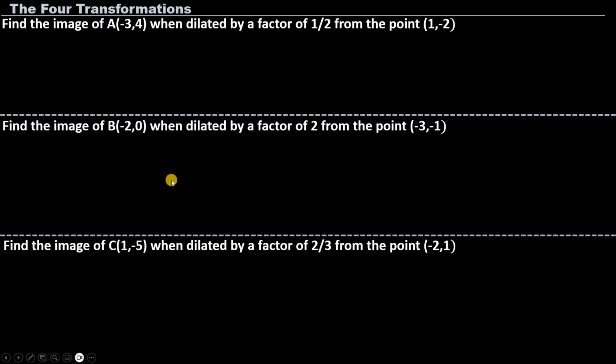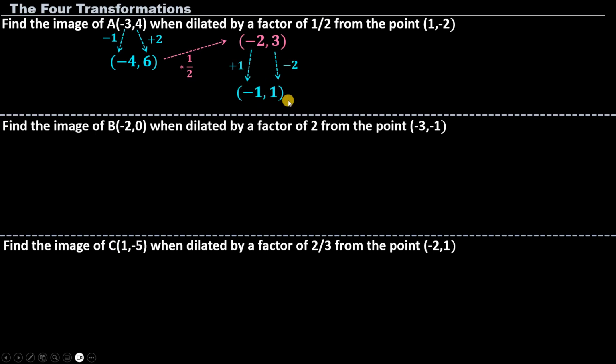So as we look at these three examples, it's the same idea. The image of A (-3, 4), when dilated by a factor of 1/2, which is a reduction, from the point (1, -2). Because it's (1, -2), we subtract 1 and add 2, giving us (-4, 6), which then we multiply by 1/2, giving us (-2, 3). And then we redo our point back into it. So we add 1 back in, subtract 2 back out, giving us a final answer of A' being (-1, 1).